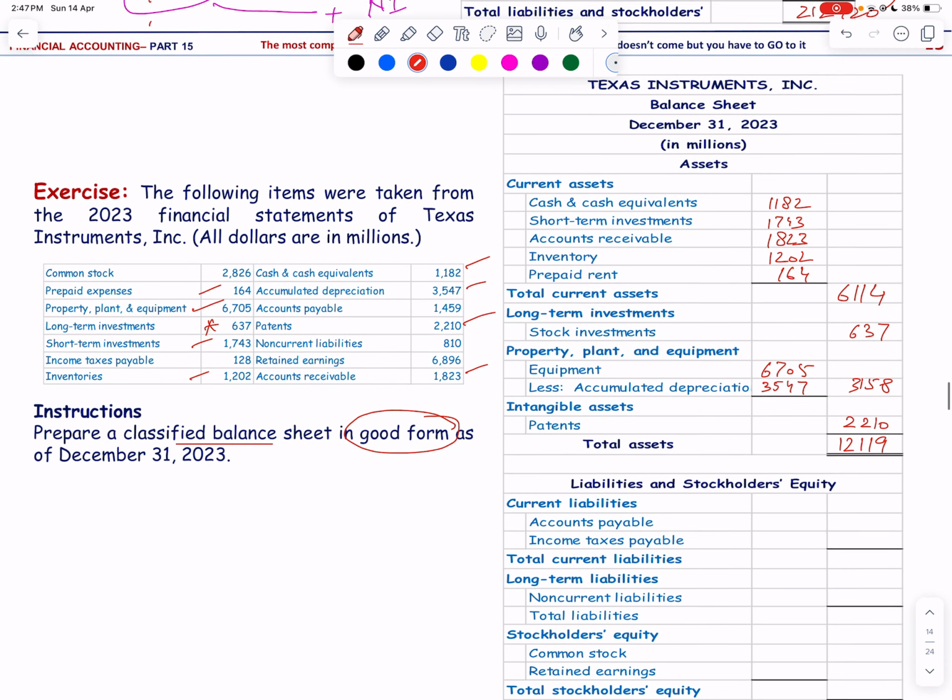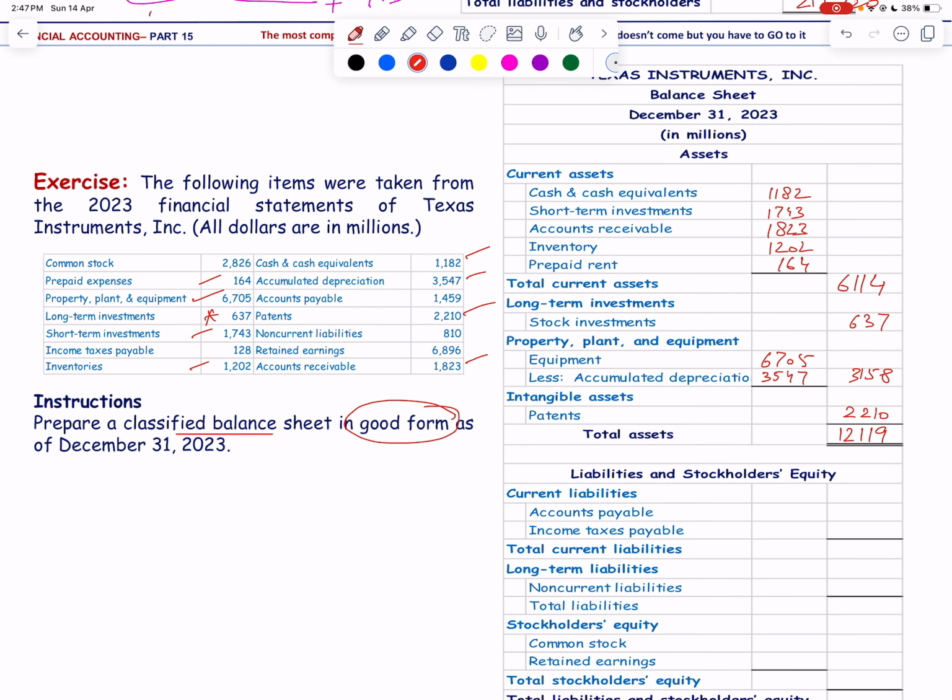Then to this we are going to record the current liabilities. We have accounts payable of 1459. Then we have income tax payable of 128. These are the two current liabilities. 1459, 128. And this is equal to 1587. Then we have the non-current liabilities, and the non-current liability is only 810. So the total liability, 1587 plus 810, is 2397.